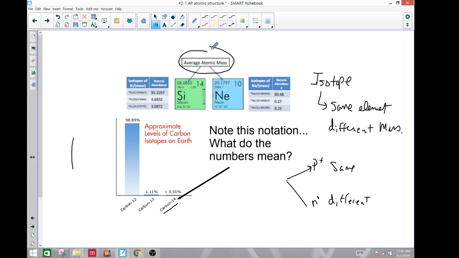Now if you were only grabbing 5 or 6 carbon atoms, then the average probably wouldn't do you very good, because you could have just by chance all 12s, or you could have a couple 13s or 14s. That doesn't really make a big difference, but let's say it's hydrogen. Hydrogen 1, hydrogen 2, hydrogen 3. Well, hydrogen 3, called tritium, is 3 times heavier than hydrogen 1. So that would be a big difference.